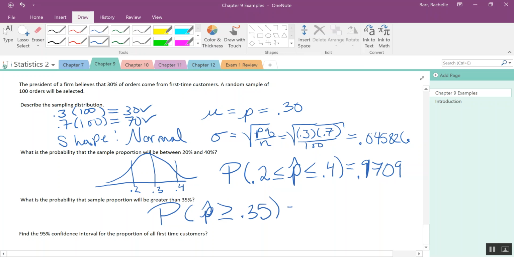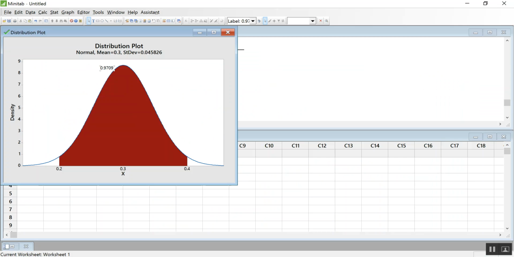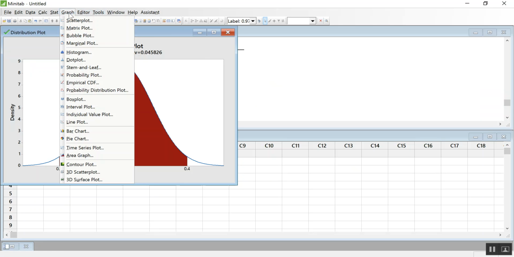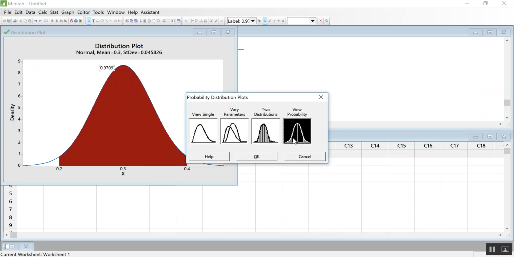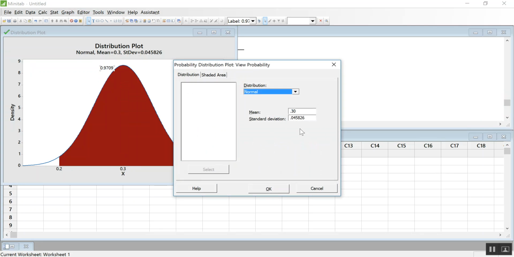So I'm going to need to turn to Minitab to do that as well. So let's go back to Minitab, and I'm going to use the same thing. I'm going to go up to Graph, Probability Distribution Plot, select View Probability, hit OK. My stuff from last time is still in here, so I have the proper mean, proper standard deviation.